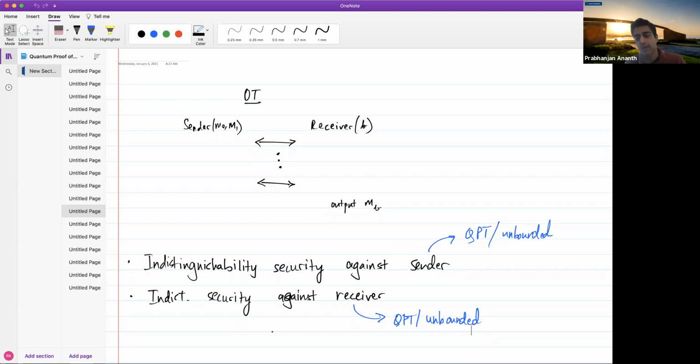And in terms of the computational power of the adversary, we can consider the sender to be either QPT or unbounded, and even the receiver can be either QPT or unbounded. Both of them cannot be unbounded, but you can have one to be QPT and the other to be unbounded.